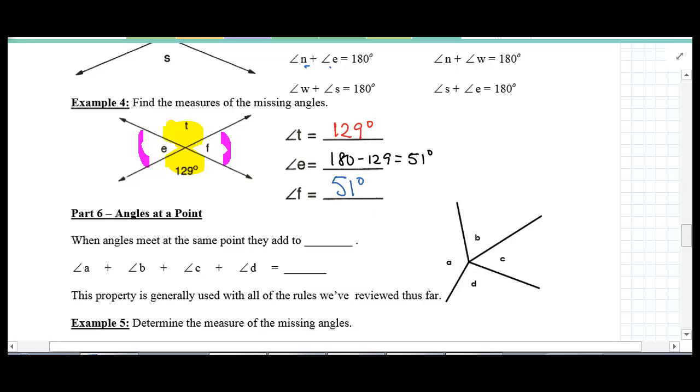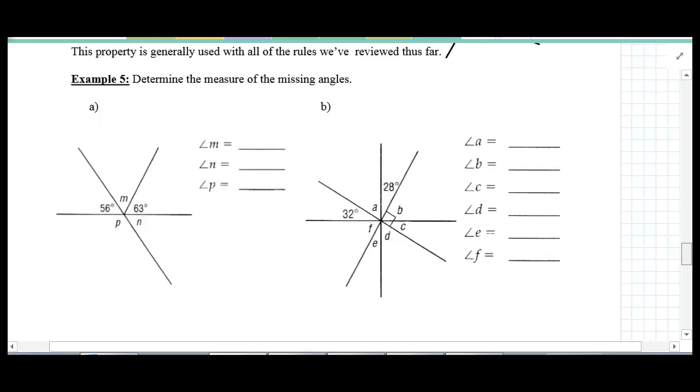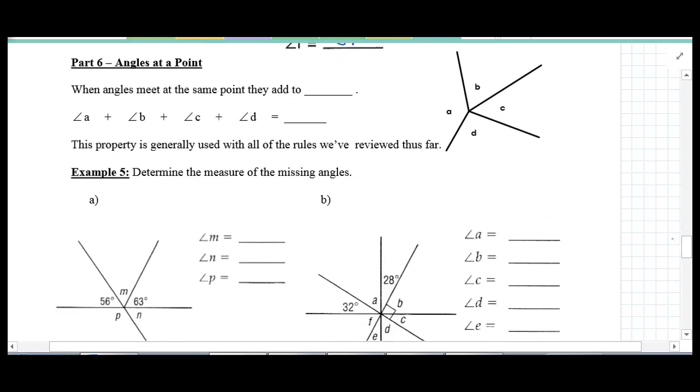Alright, part 6, angles at a point. Woohoo! Almost done this page. So when angles meet at the same point, this big dot right here, they add up to, if you said 360, you are correct. Angle A plus angle B, angle C, and angle D in this question come up to 360.